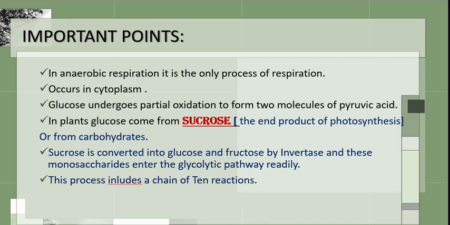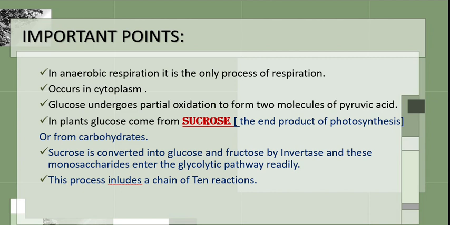Now let us know some important points about glycolysis. In anaerobic organisms, it is the only process of respiration. This process takes place in the cytoplasm. In this process, glucose undergoes partial oxidation to form two molecules of pyruvic acid.